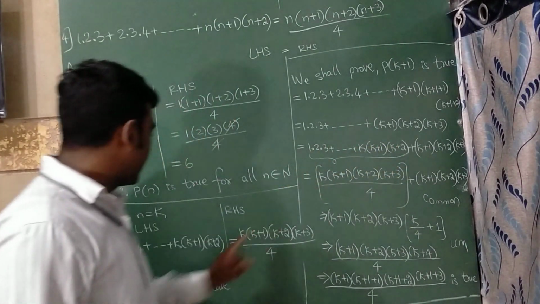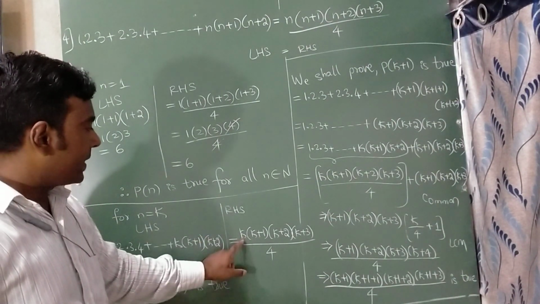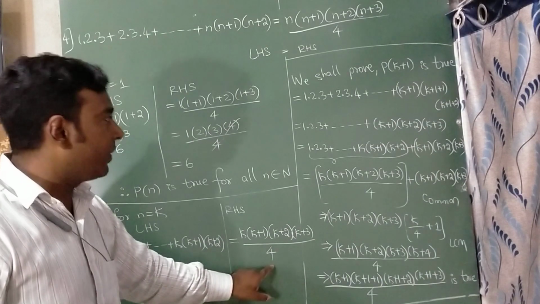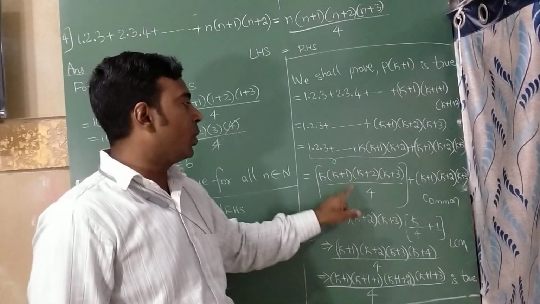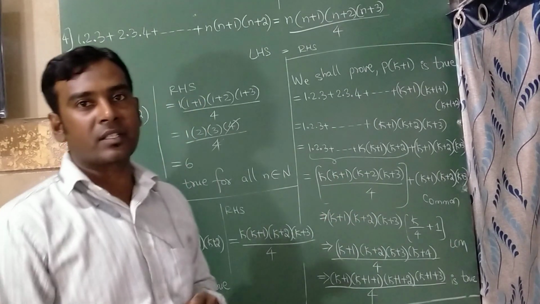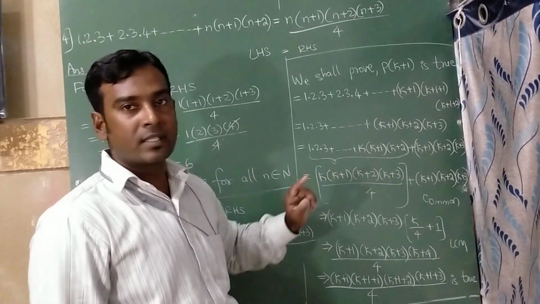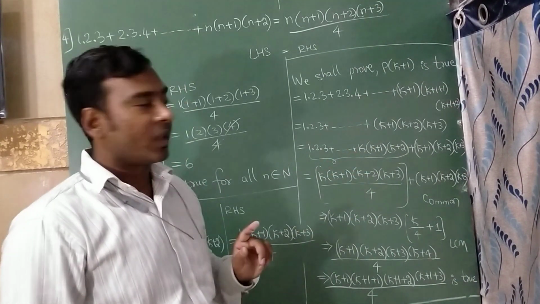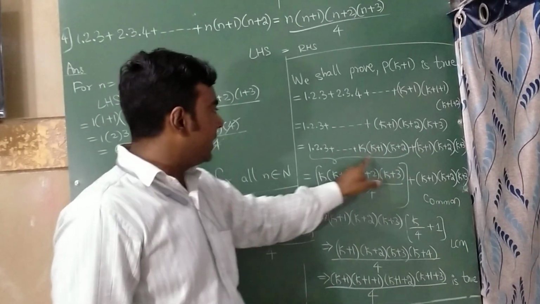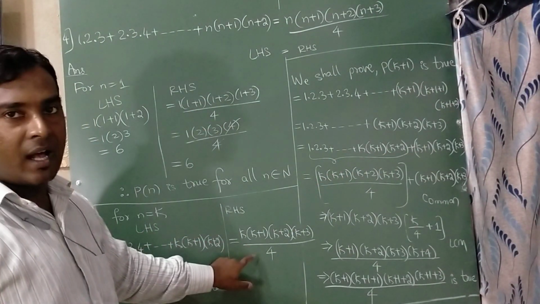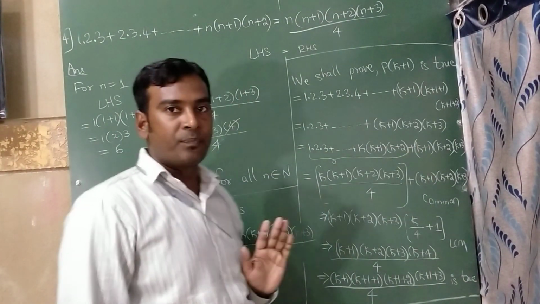This term is nothing but condition number 2. Here the RHS part is k(k+1)(k+2)(k+3) divided by 4. So this term I have replaced by this. This is the most important step in mathematical induction. Many students get confused how this step has come from this step to this step. From this step, the previous term will become this. From this, the condition number 2 RHS part, so I have written here. This you need to write as it is.